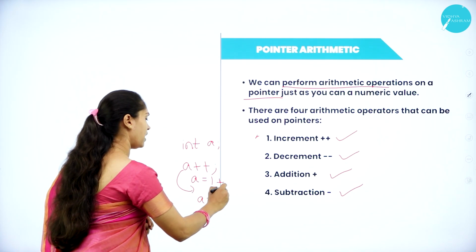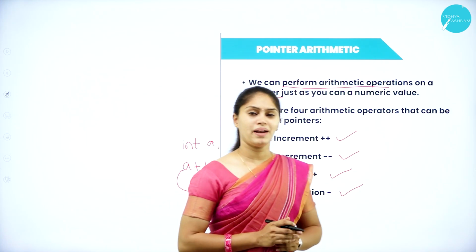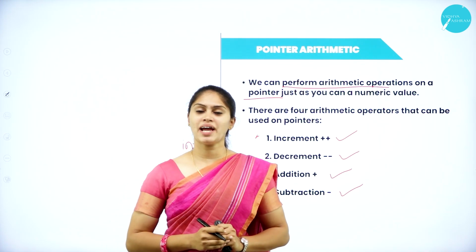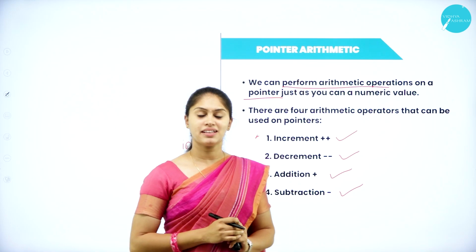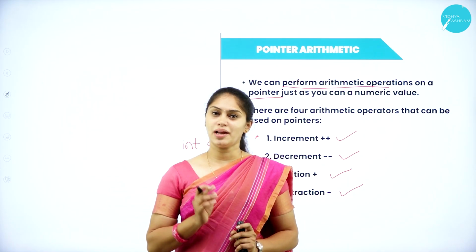2, because it will be incremented by 1. That is nothing but the increment operator. So we have two types of increment and decrement, that is post increment or decrement and pre-increment or pre-decrement.